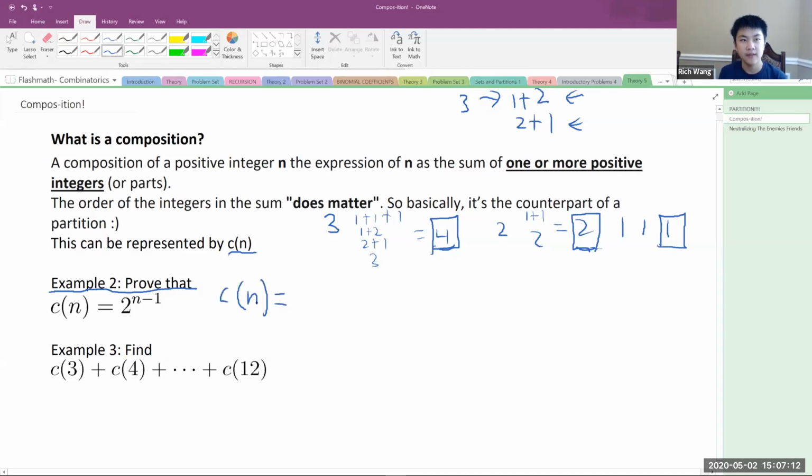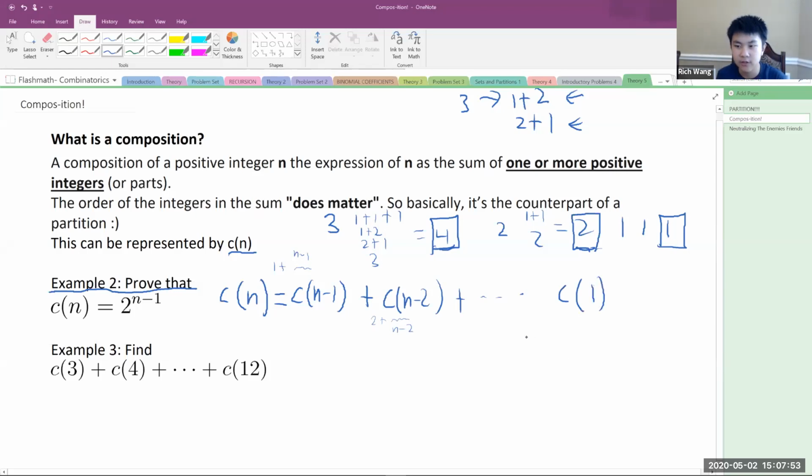Now note that since order does matter, the value of the first term does actually matter. So for example, if the first term is a 1, then we just have 1 plus other stuff, right? And this other stuff must sum to n minus 1. So as a result, the number of compositions here will just be C of n minus 1. Now similarly, if the first term is a 2, then we have some other stuff here, which is equal to n minus 2. So as a result, the number of ways to sum this n minus 2 stuff is just C of n minus 2. And so on, all the way until we get to just C of 1.